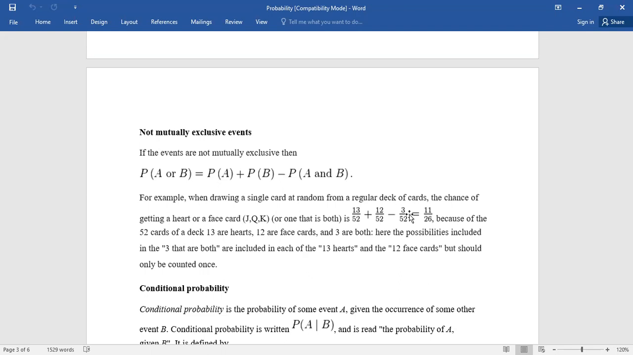So the chances of getting either a jack, a queen, or a king, and we are talking here of the hearts or the faces, will be 13/52, the entire deck, or the 12/52, which are the faces, minus the 3/52. Are we there? Then you have conditional probability.